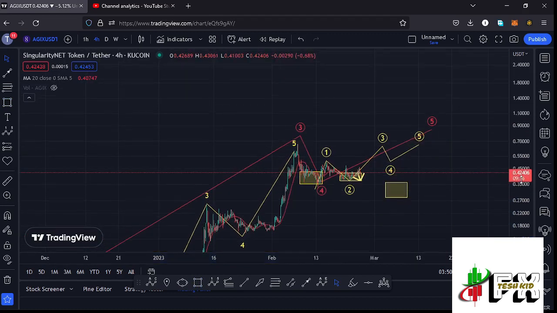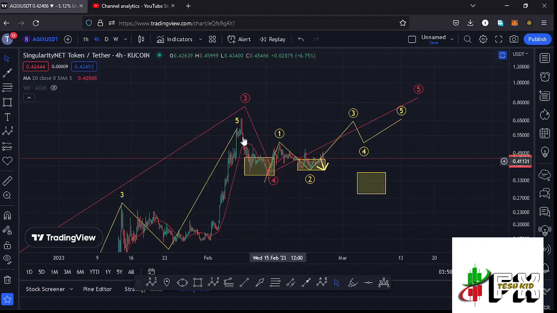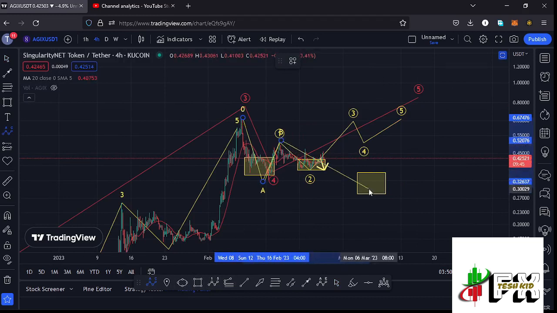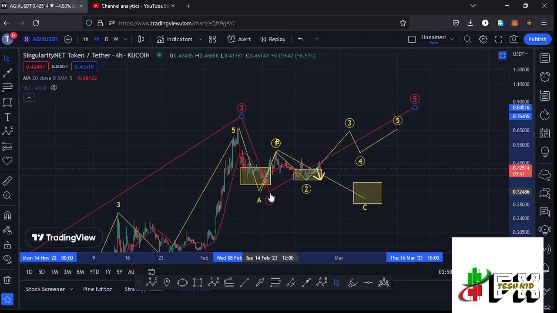And in case such a breakdown plays out, then I'll be terming this whole structure that we have right here as a massive ABC corrective structure, having that as the wave A, then a wave B, then I'll be expecting one more leg down in the formation of that wave C to fully maximize the formation of these higher Elliott wave count 4. And in case such a move plays out and we see the low for that fourth wave, then we can expect our massive bounce to the upside in the formation of this wave 5.